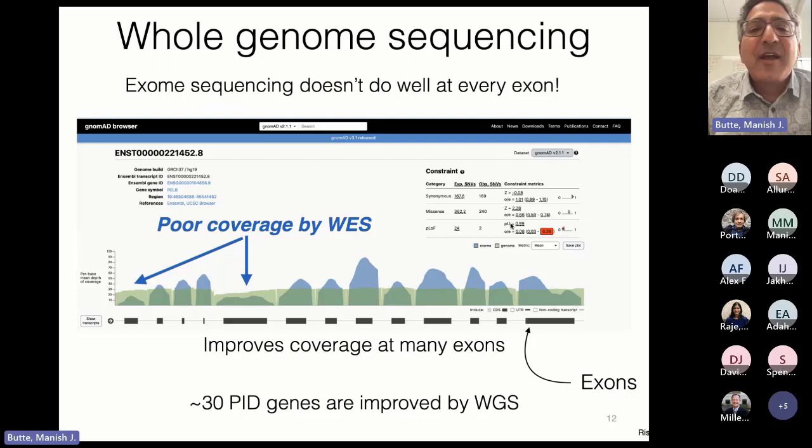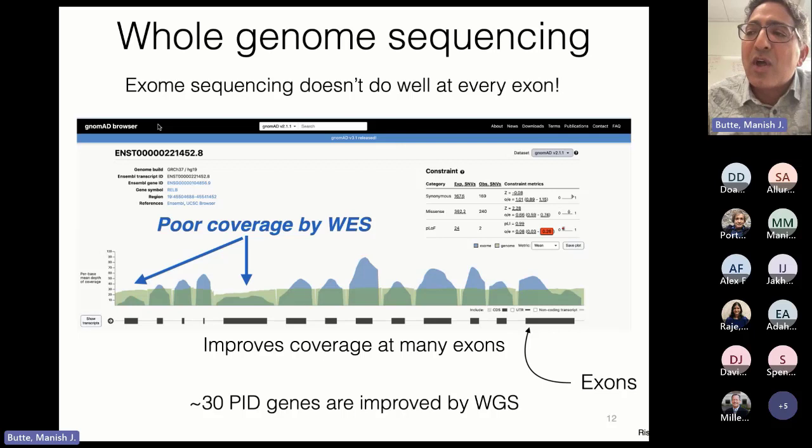So an example of exome sequencing that is improved by genome sequencing, and there are about 30 genes, I'm going to show you them in a second, is shown here graphically. This is a screenshot from gnomAD. gnomAD is that browser that I mentioned to you that you're going to need to be familiar with if you want to know which variants occur rarely.